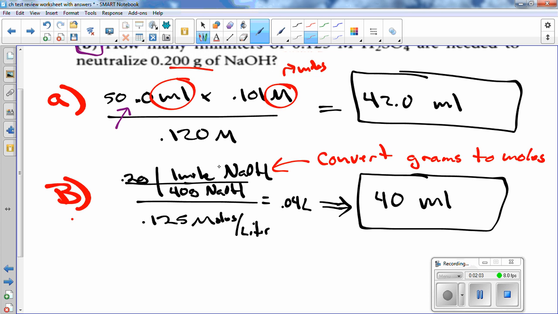When you do this math, you end up getting 0.04. But since you were using liters this time, that is the answer in liters. But the question asks for milliliters, so I converted that to 40 milliliters. Okay, the one on the test is not like this.